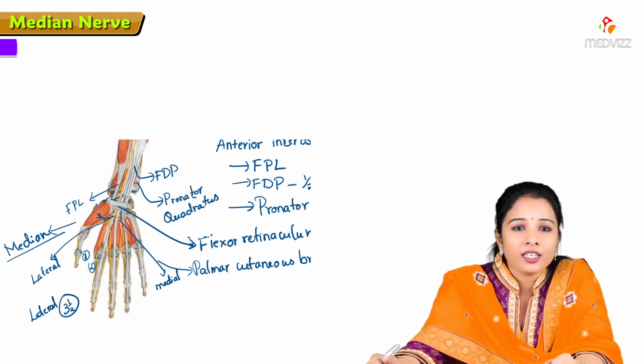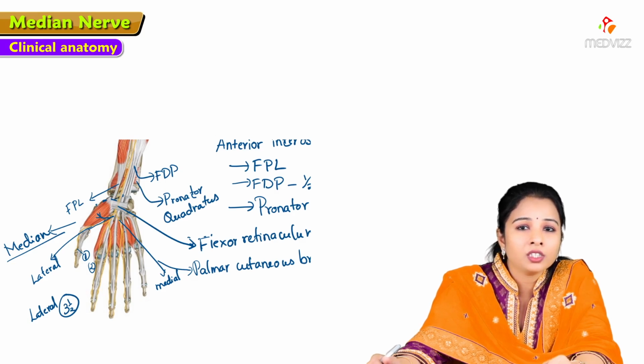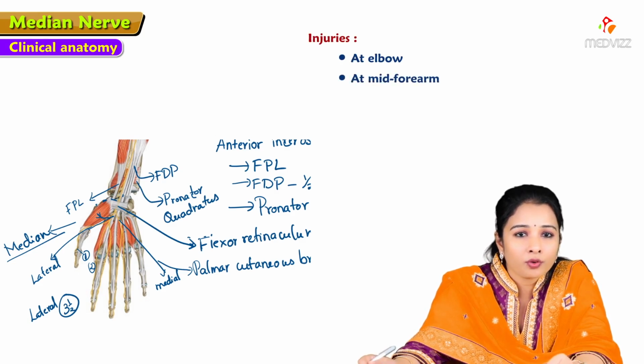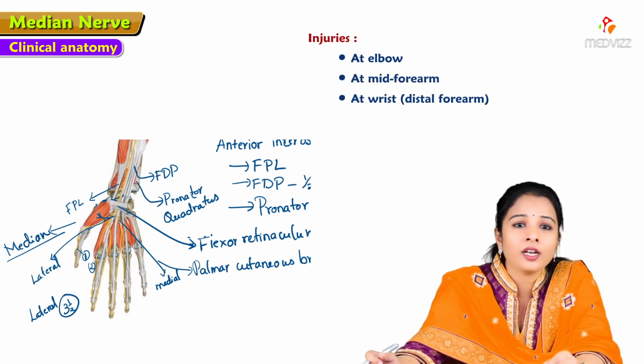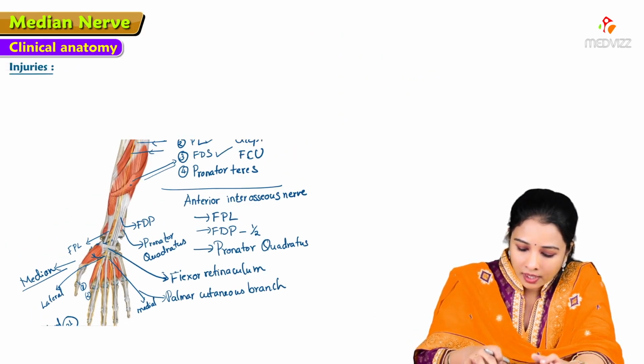Let's talk about the clinical aspect of the median nerve. Injuries of the median nerve, the lesions of the median nerve may occur at the elbow, in mid forearm, at the wrist and in the carpal tunnel. So starting with the elbow.